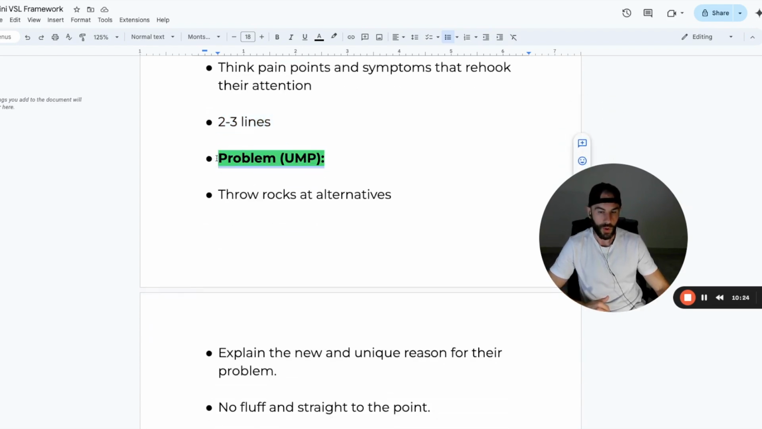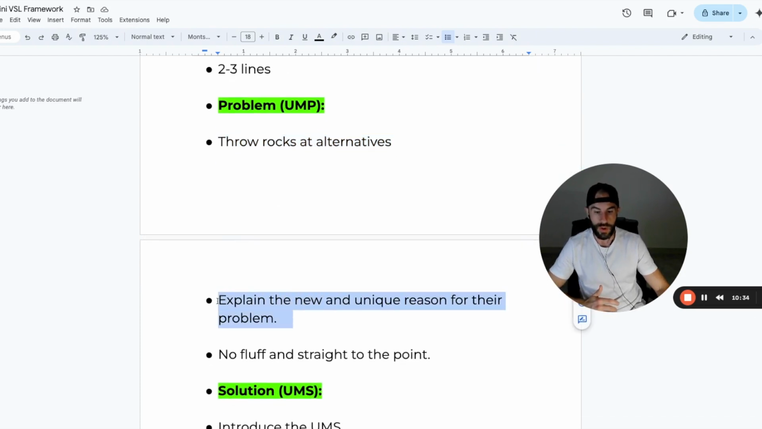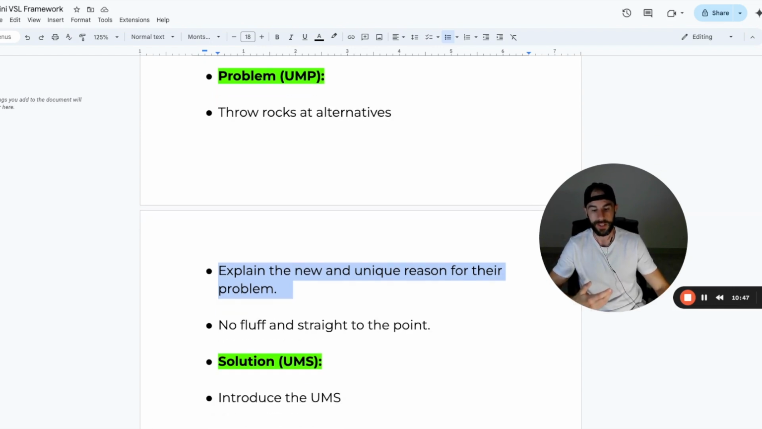Then from there, you're going to get into the problem or the unique mechanism of the problem. So here, what you're going to do is potentially mention other things that they've tried that didn't work for them. And then you're going to explain the new and unique reason for their problem. So why didn't it work for them? Why did none of those things work? Well, they were all missing this one specific thing, or there's this one specific problem that none of those alternatives addressed. And so that's our unique mechanism of the problem.